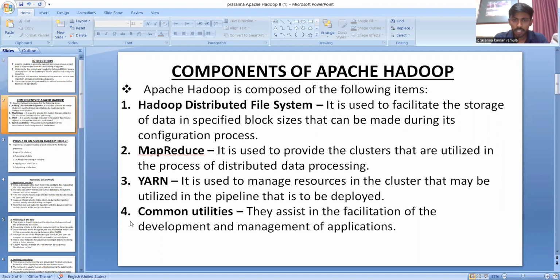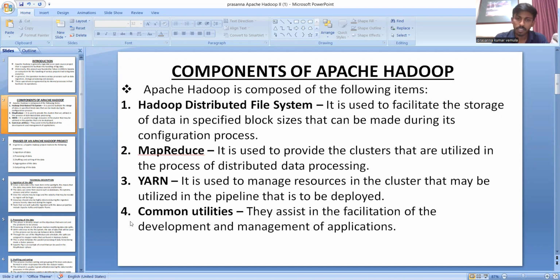The components of Apache Hadoop. Let's start with the core components of Apache Hadoop. The Hadoop Distributed File System, that is HDFS, facilitates data storage in a configurable block size, ensuring data reliability and fault tolerance through data replication. And MapReduce, this component provides distributed data processing on clusters, enabling parallel processing and accelerating data analysis.